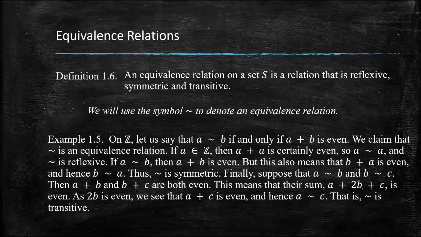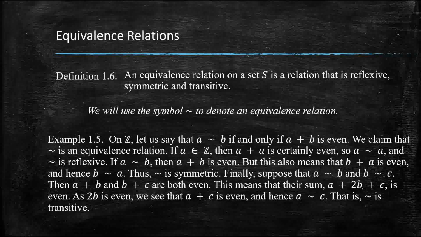Let's see an example. Say we have a relation on A and B, with A plus B being an even number. Here, A and B are in set Z. Now we have to verify if it is an equivalence relation or not. First of all, notice whatever A is, even or odd, if we add two A's together we'll get 2A, which is even. So, the relation is reflexive.